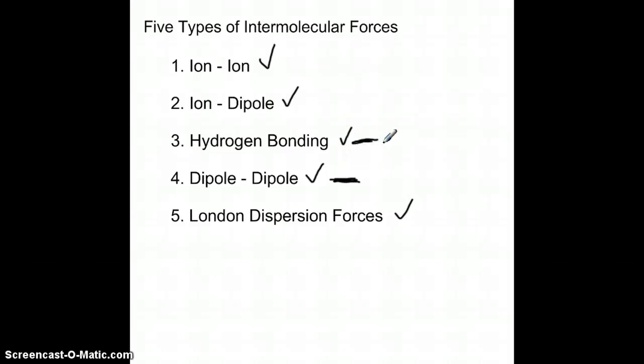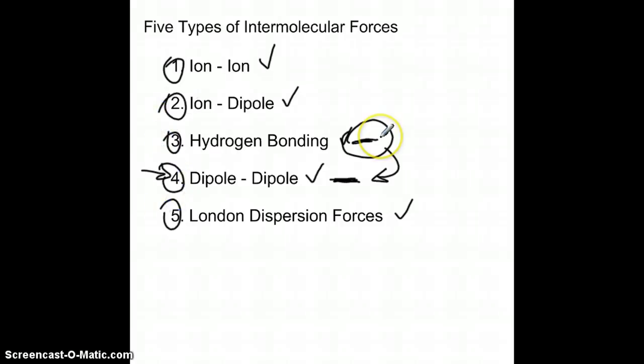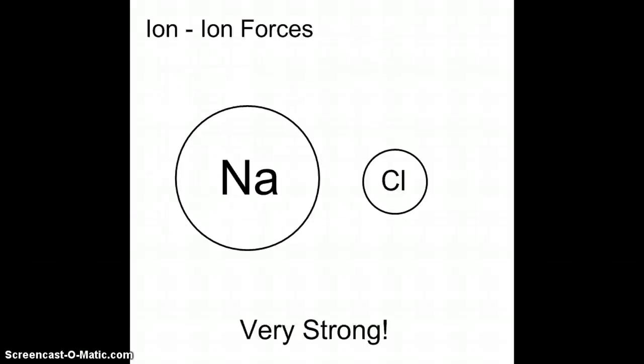Do you have any idea why, Joe? All I know is number 3 is stronger than number 4. Right. That's all you should know. The reason is that number 3 is a specialized type of number 4, so we have to know what dipole-dipole is before we know anything about hydrogen bonding. So we're going to go through 1, 2, 4, 3, 5, but we're still going to get through them all. So let's first talk about ion-ion.